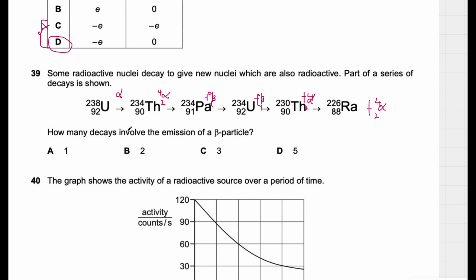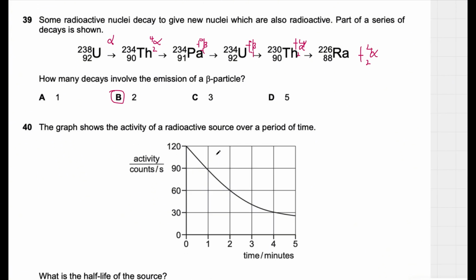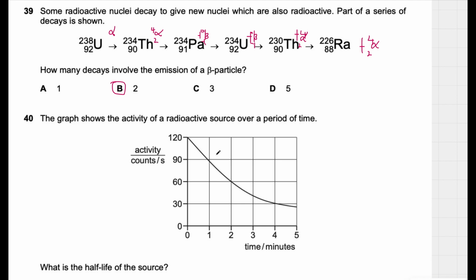Now, how many decays involve the emission of a beta particle? Emission of beta particle, how many decays? 2, right? 1, 2. Beta particle is 2 times. If they say how many decays for alpha, you count all the alpha: 1, 2, 3, 4. Alpha is 4 decays. Beta is 2 decays. So the answer is B. Now we go to the last, but not the least.